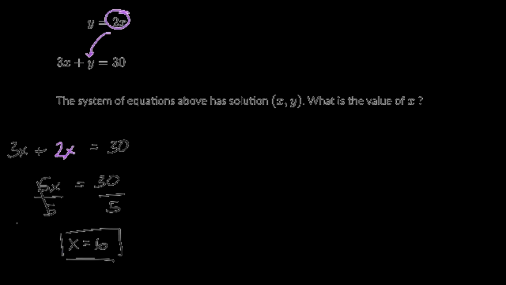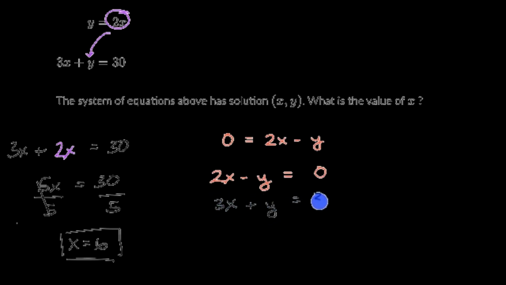And I am done. Now, another way we could approach this is through elimination. If I subtract y from both sides of this top equation, I will get 0 is equal to 2x minus y. Or, of course, I could write that as 2x minus y is equal to 0. And then I'll rewrite this second equation, 3x plus y is equal to 30.